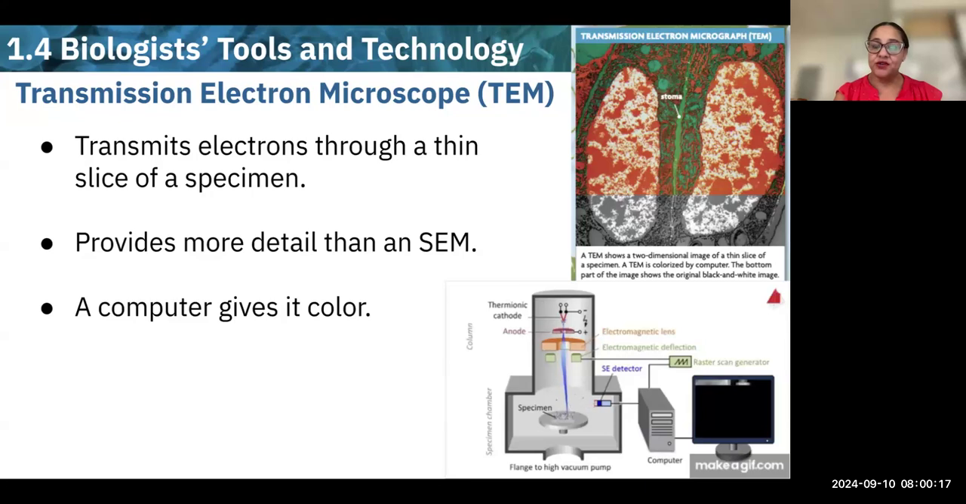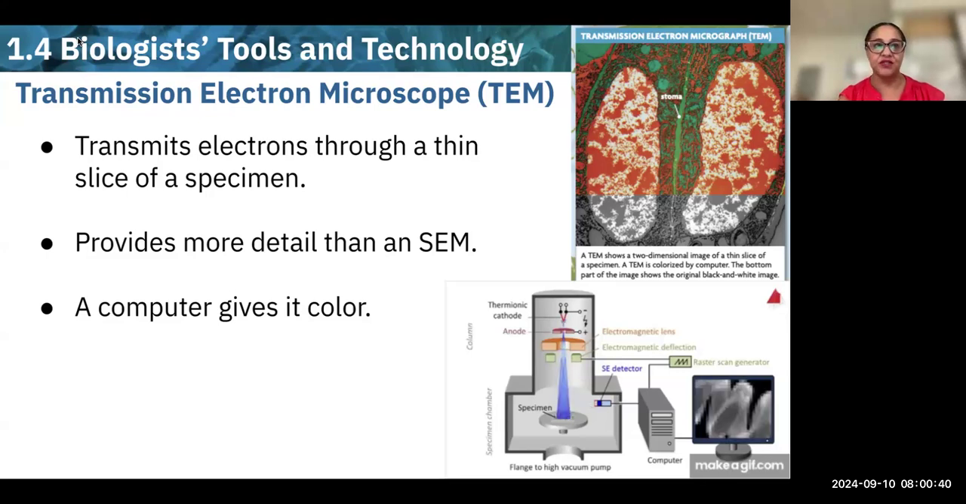A transmission electron microscope transmits electrons through a thin slice of a specimen. It will provide more detail than a scanning electron microscope. And again, a computer will give it color. You can see in the top right, you have a picture of a transmission electron micrograph, which is what the picture is called.